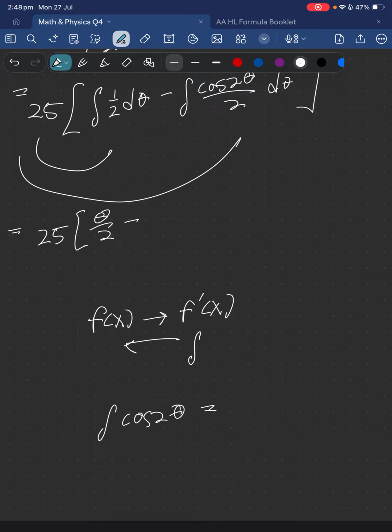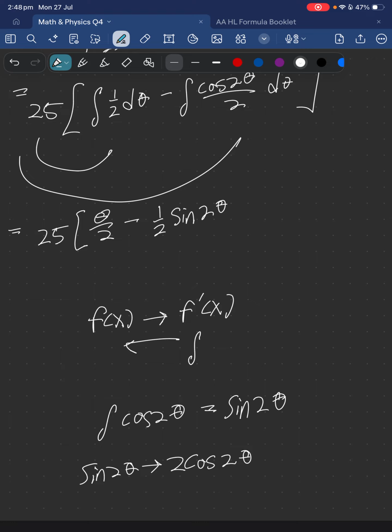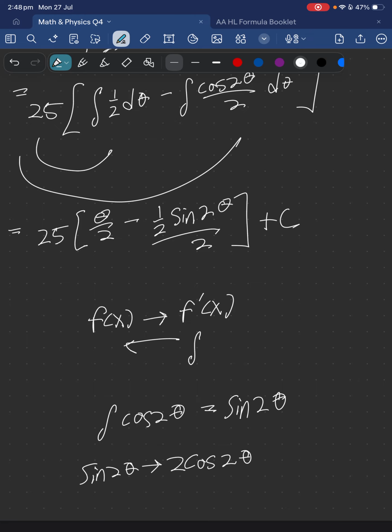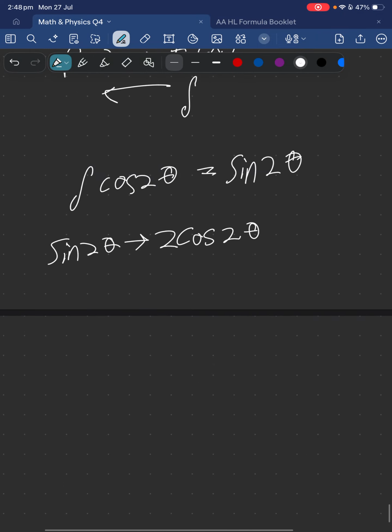But what I like to think is, to get cosine, you need to start with sine, right? So let's say we start with sine of 2 theta. If we get the derivative of sine of 2 theta, that would be 2 cosine of 2 theta. But we just want cosine of 2 theta. So our parent function needs to be 1/2 sine of 2 theta, and this is all divided by 2. And we add c.